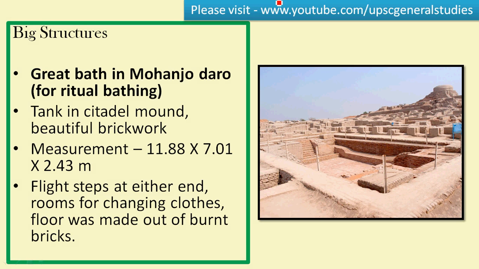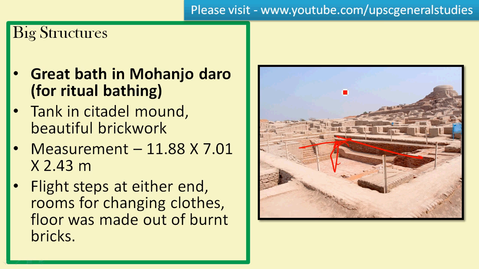Next let's look at the important big structures present during the Harappan civilization. The first important structure is the great bath, which was present in Mohenjo-daro. It was used for ritual bathing, and it is present in the citadel area, not in the lower town. The measurements are 11-meter length, 7-meter breadth, and 2.43-meter height. Flights of steps were given at either end of the great bath for easy movement of the people into the bath and outside.